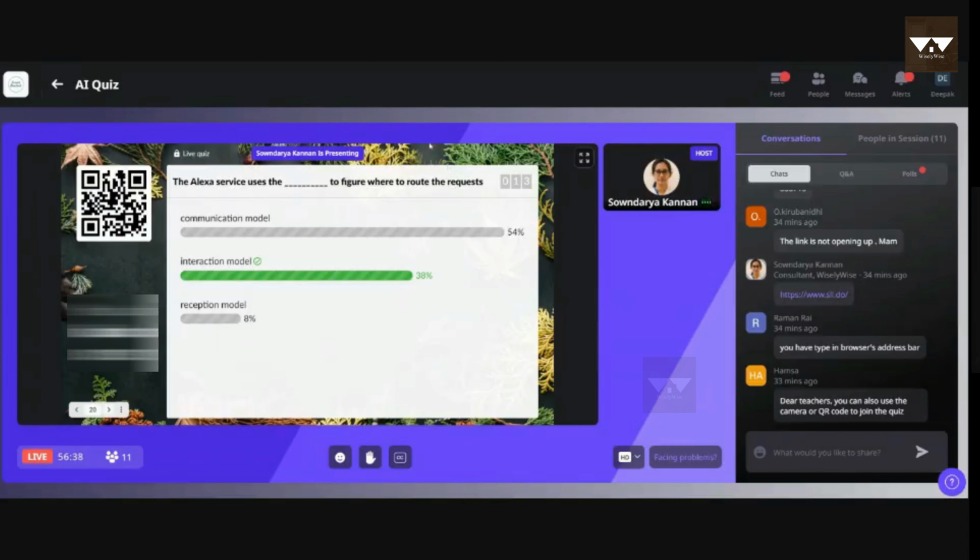Option B is the right answer, which is interaction model. Because the interaction model is a model we give so that Alexa interacts with us. So that's called the interaction model. It uses that to figure out where to route the requests. So this was purely from the video which was given earlier. And we'll move on to the next question from the same video. There is a question asked, and we'll see what the question is now.